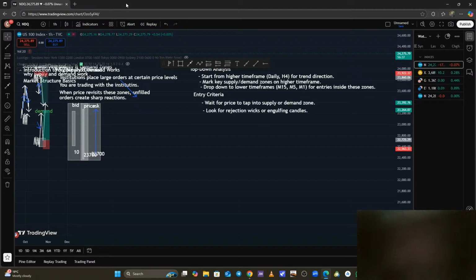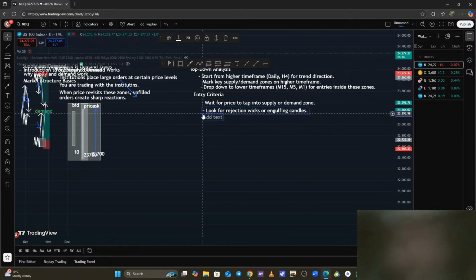So we're done with that part. That's the second part. Now let's go to the third part: confirm with structure break or momentum shift. Let me explain this. I'll add it there. Confirm with structure break or momentum shift.